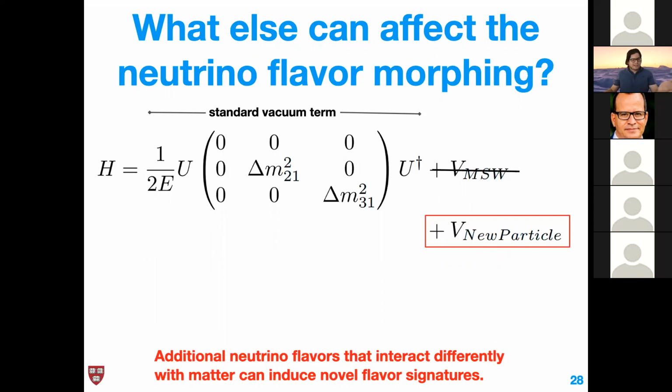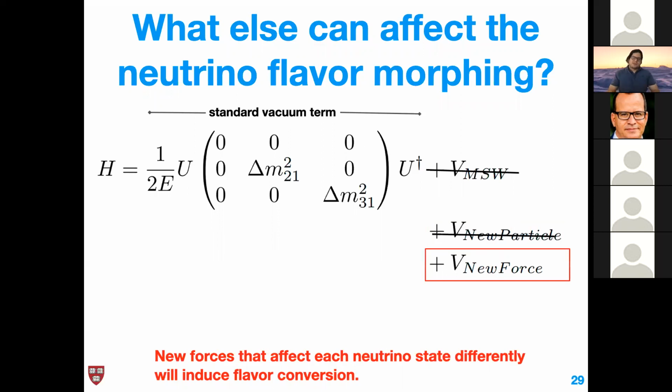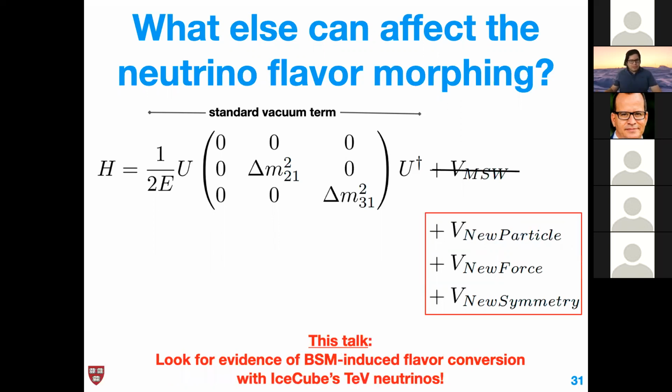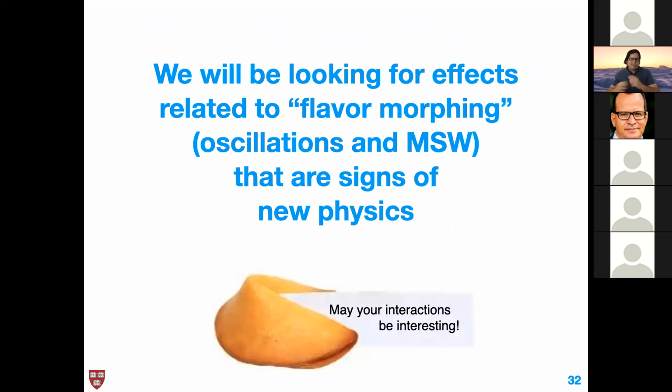If I add new particles, I'm always going to introduce new oscillation frequencies. If I add new forces, so new interactions between neutrinos and matter, those are also going to modify how the oscillations happen, how the frequency changes. And of course, if I mess up space-time, I may mess up the way neutrino states evolve, and I'm also going to introduce new oscillation frequencies. So in this talk, I'm going to try to explain how we can use hidden neutrinos to look for these sorts of things. We'll be looking at effects related to flavor morphing, things that change flavors in unusual ways. And if you see that, you maybe see something interesting in physics.